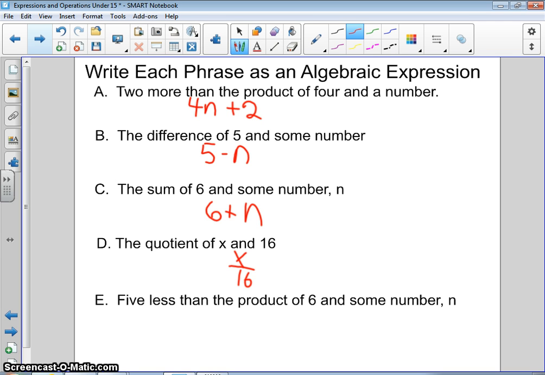And the last one on this page is the one that has shown up on the SOL test the most, because it's 5 less than the product of 6 and some number n. When you have than in the statement, it changes the order. That's why they keep putting this one on there to make sure you know it. So 5 less than means that we're subtracting 5. What are we subtracting 5 from? The product of 6 and some number. So that's going to be 6n minus 5. If you're confused by any of these, make sure you see your teacher for some extra practice. These are ones that we need to get right on the SOL test.